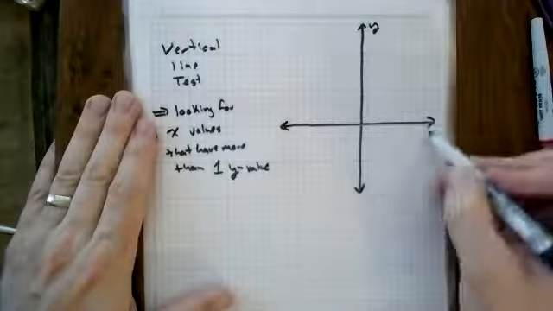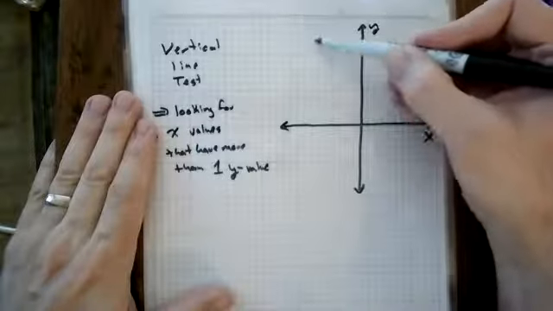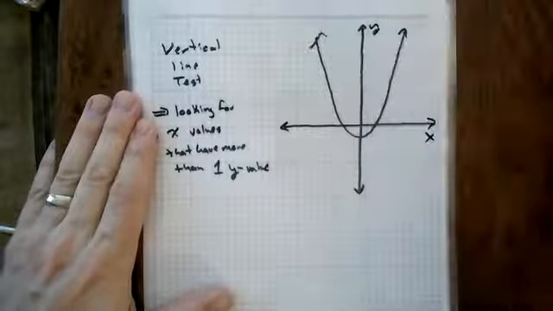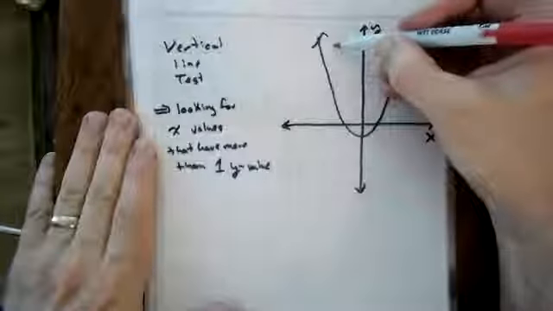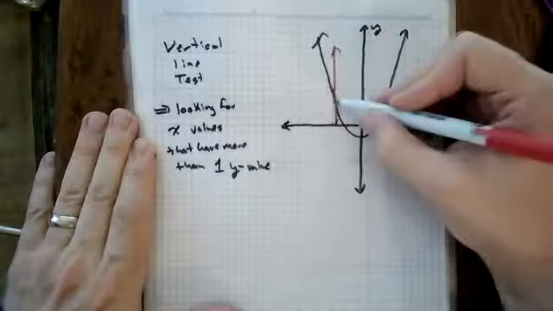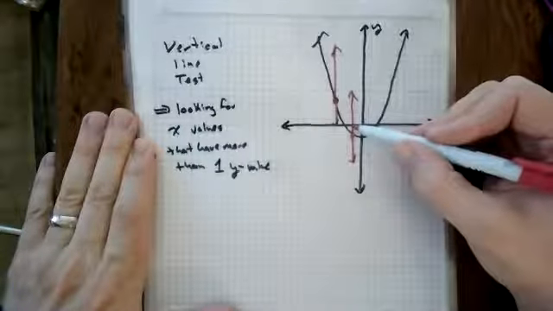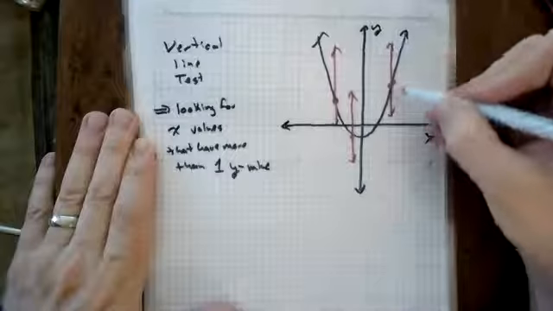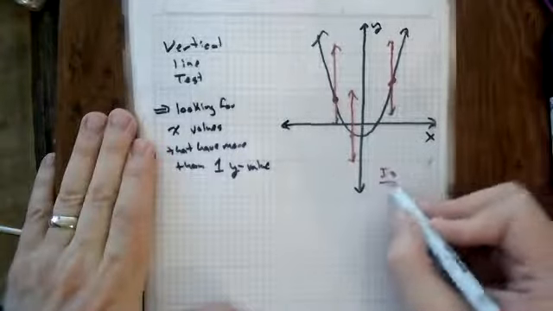Here's my y, here's my x, and if I have a graph like this, every single vertical line I could come up with is only going to pass through my function at one point. It doesn't matter if it crosses an axis or anything. Because it only crosses at one point, this is a function.